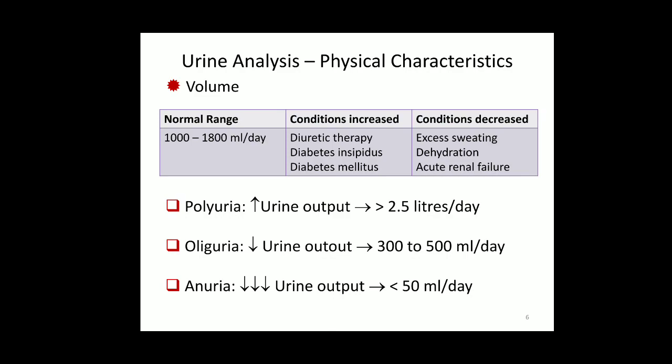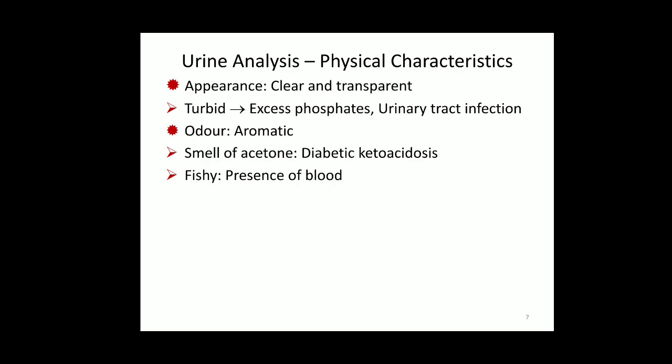Increased output we call polyuria, that is more than 2.5 liters per day. Decreased output we call oliguria, and if it is completely less, less than 50 ml per day, we call it anuria. Then appearance: the urine should be clear and transparent. If it is turbid, it indicates the phosphate content is more in urine, and in urinary tract infection also the urine appears turbid.